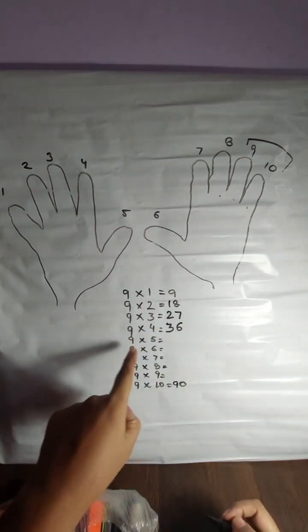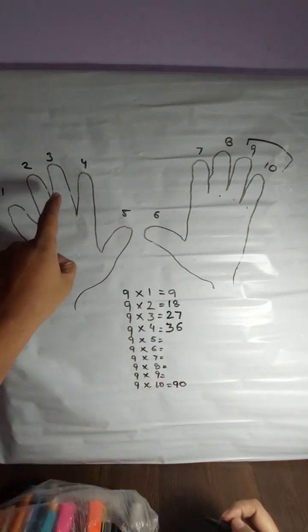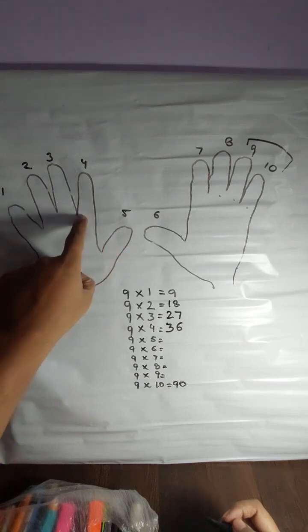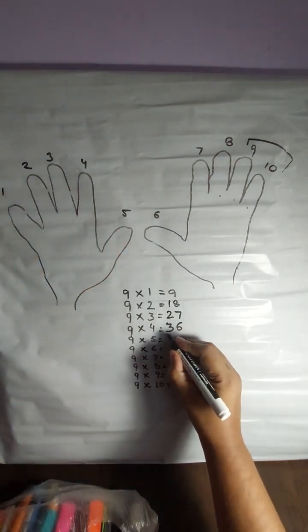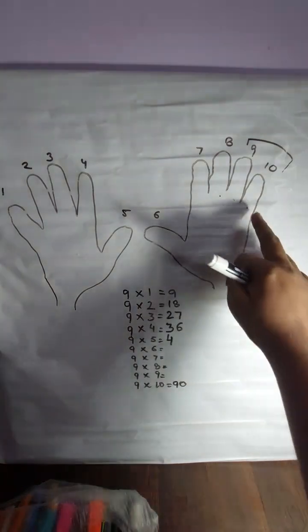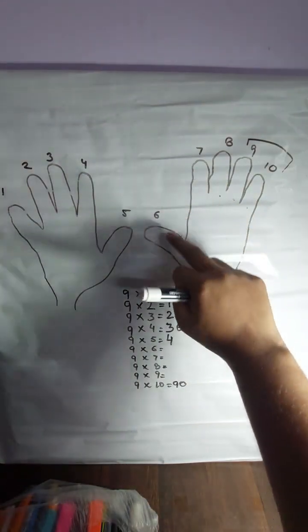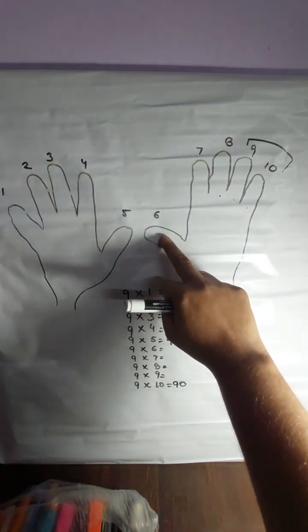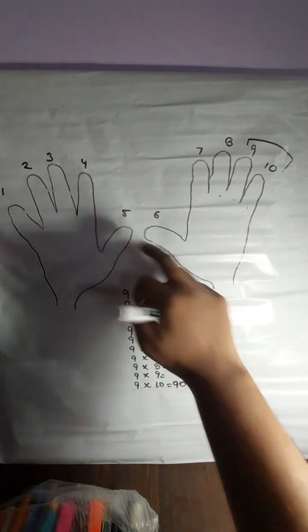Then it comes to 9 fives. 1, 2, 3, 4, 5. One before the 5, that is 4. Here is the same thing: 1, 2, 3, 4, 5. After the 5, we take this, that is 5.